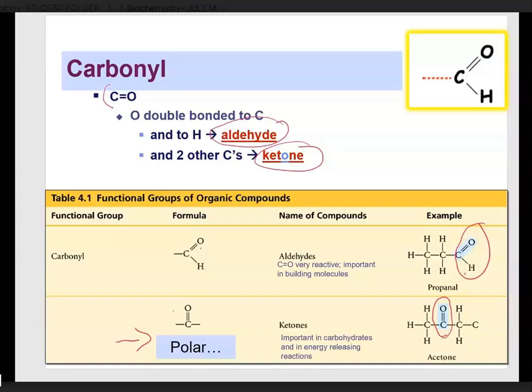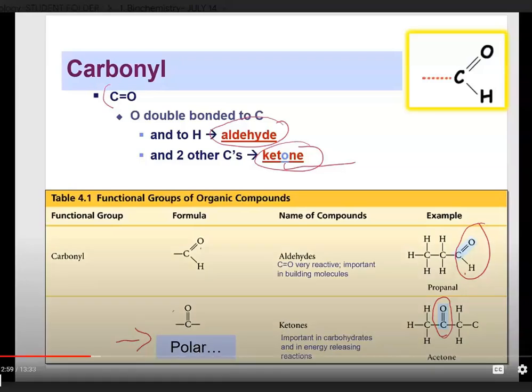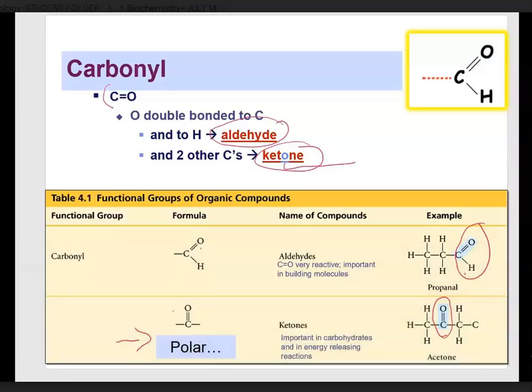We find them typically in carbohydrates. One way to remember: notice ketone has an O in the middle, so hopefully that helps you remember that the C double bonded to O is also going to be in the middle. Also keep in mind that the carbon is bonded to other carbons instead of hydrogen. This functional group is also going to be polar because obviously we see the presence of oxygen here.